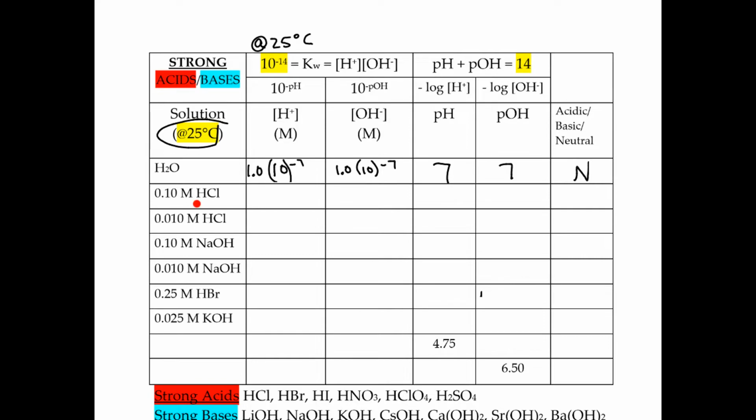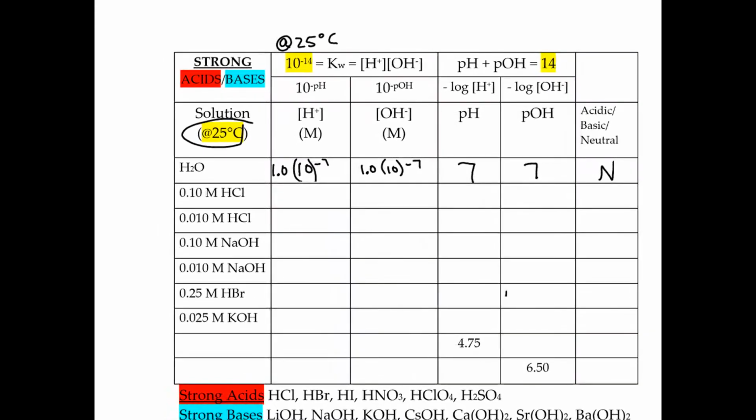Okay, next we're going to look at the 0.1 molar HCl. We see that this is HCl. This is a strong acid. So I'm going to move this here so we could fill this in. This is a strong acid, so I'm going to write SA for strong acid here. And since it's an acid, I'm going to copy down this concentration in the H+. So it's 0.10 molar. Now that's the same thing as 10 to the minus 1st, okay, which is of course 1.0 times 10 to the minus 1st.